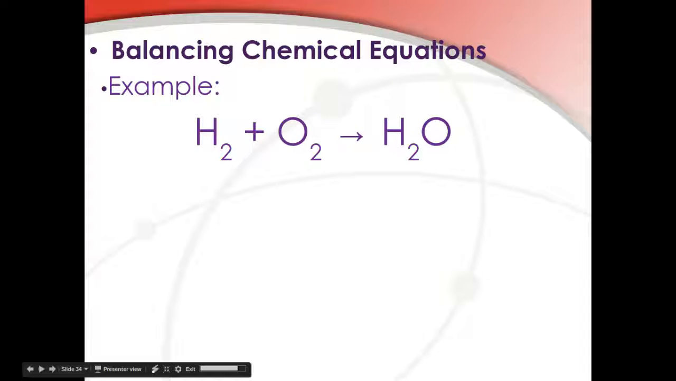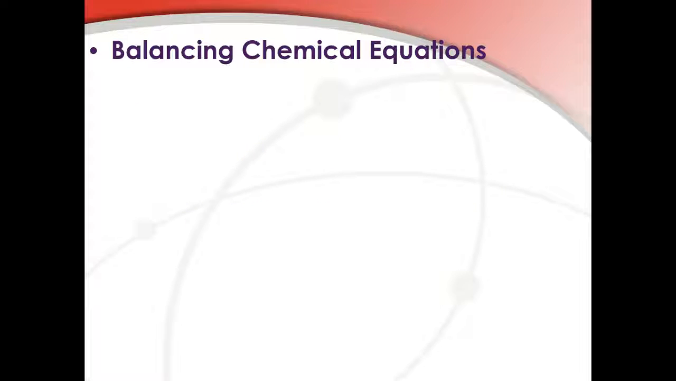Here's an example. H2 plus O2 yields H2O. This is not a balanced equation. I know this because there are 2 oxygens on the reactant side, but only 1 on the product side.